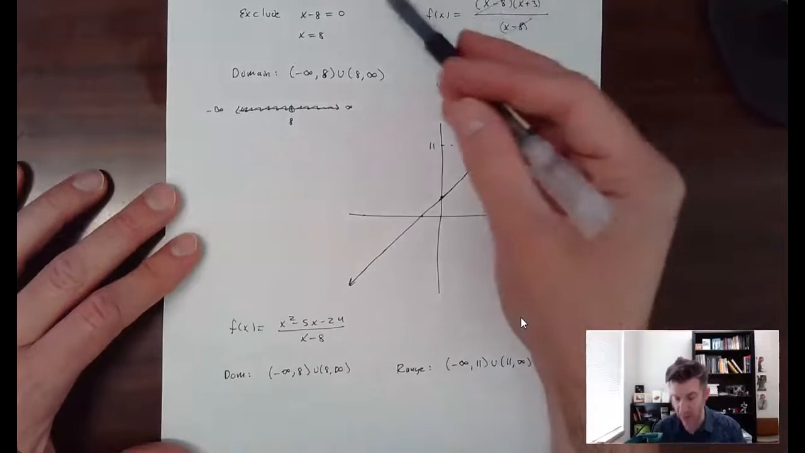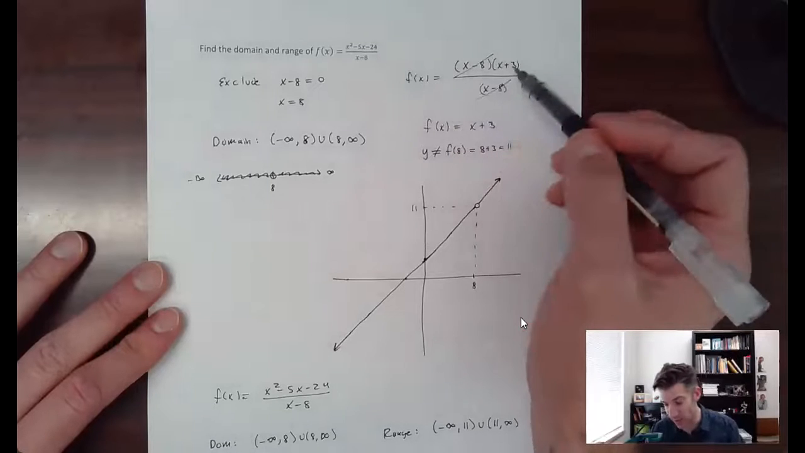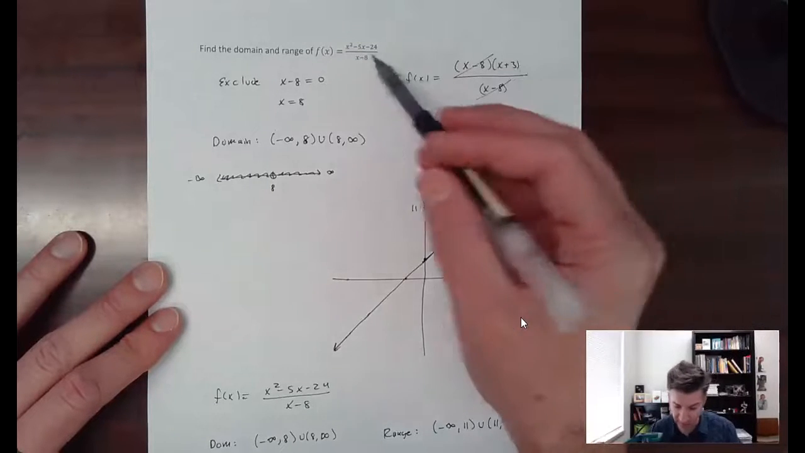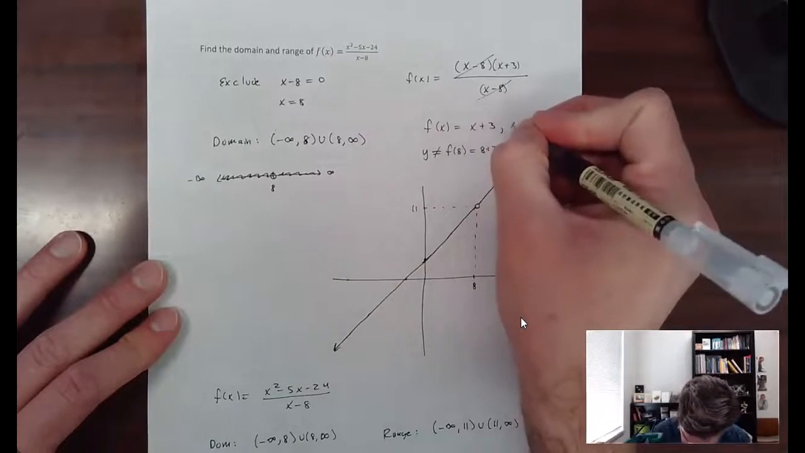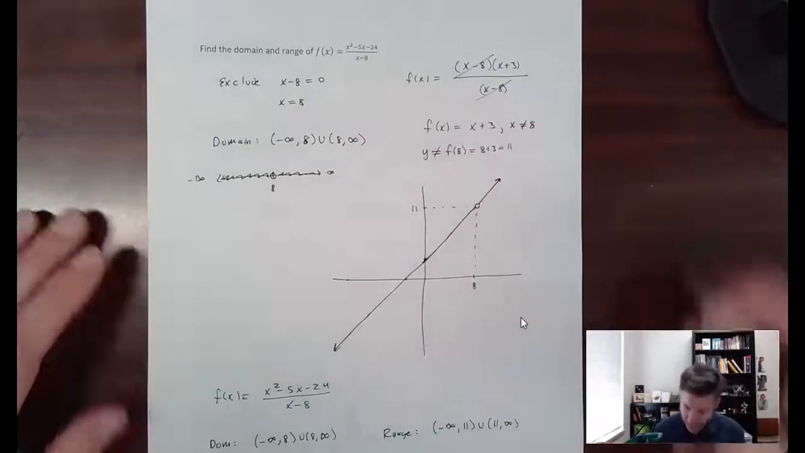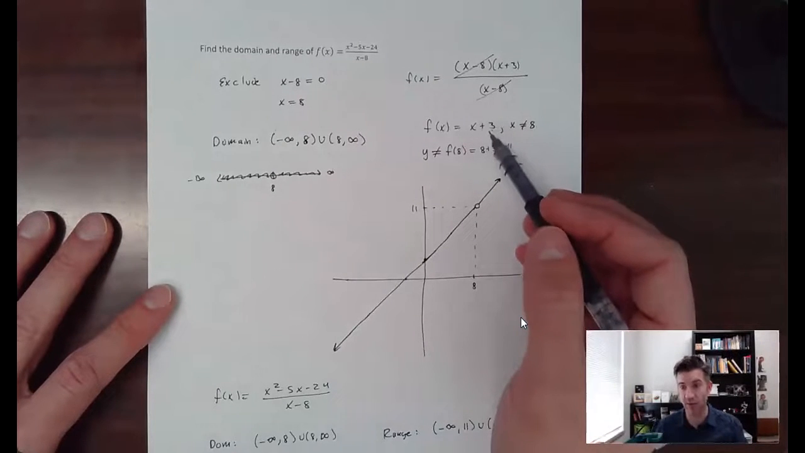There's no way this function can ever equal 11, because it looks like x plus 3. The only difference between this function and x plus 3 is that for this function, you're not allowed to plug in 8 for x. And if you can't plug in 8 for x, that's the only way you could have gotten 11 for the function value.